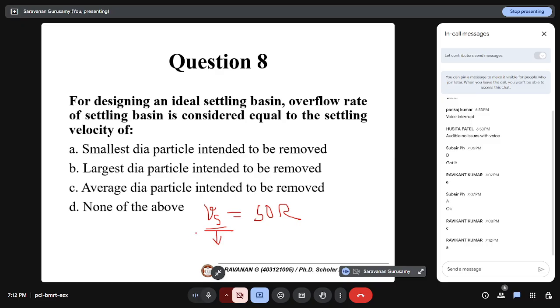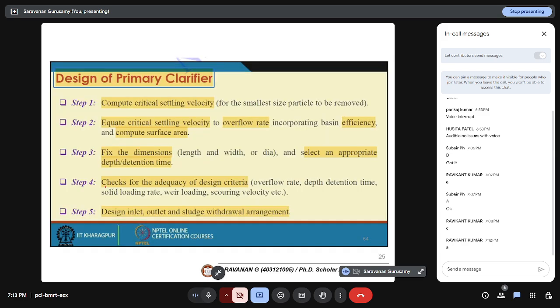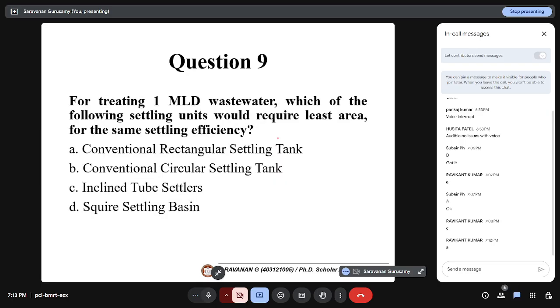To find the settling velocity, I have to use Stokes law. In Stokes law, the diameter of the particle, D, I have to put. Which diameter? Smallest particle, largest particle, average diameter particle, or none of the above. Smallest I have to take. That's the first condition, right? If the smallest is removed, all others will be removed. So, equate the settling velocity with the overflow rate. Find the settling velocity for the smallest size of the particle to be removed. So, that's the design of the settling tank.